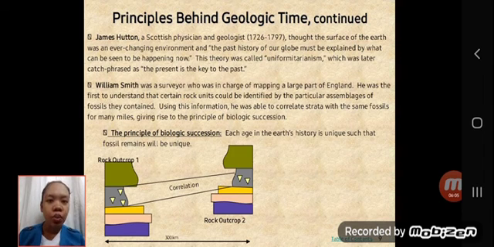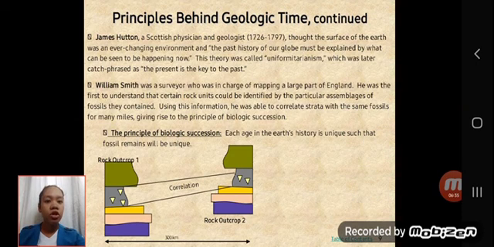So next is William Smith, a surveyor who was in charge of mapping a large part of England. He was the first to understand that certain rock units could be identified by the particular assemblages of fossils they contained. Using this information, he was able to correlate strata with the same fossils for many miles, giving rise to the principle of biologic succession.